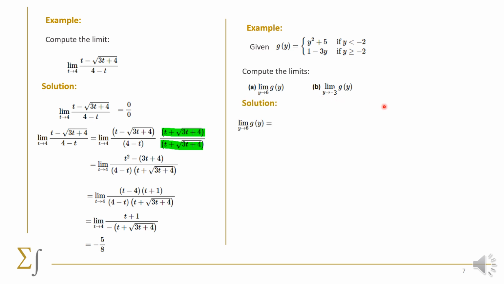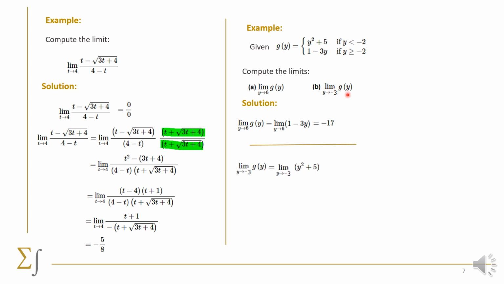We start with a, and we say limit g of y as y goes to 6. We see that 6 is greater than minus 2, so we will take the definition of g whenever y is greater than minus 2. So we take the limit of 1 minus 3y as y goes to 6, and we plug in the 6 for y, we get minus 17.